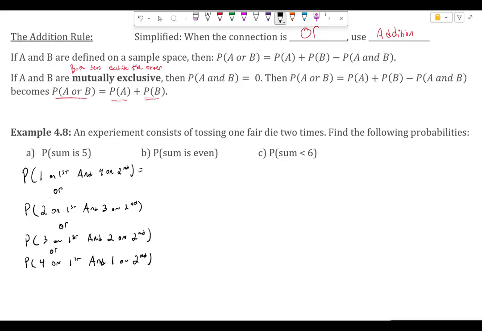Well, the probability of getting a 1 on the first would be 1 out of 6. The probability of getting a 4 on the second would also be 1 out of 6. 1 out of 6 times 1 out of 6 would be 1 out of 36.